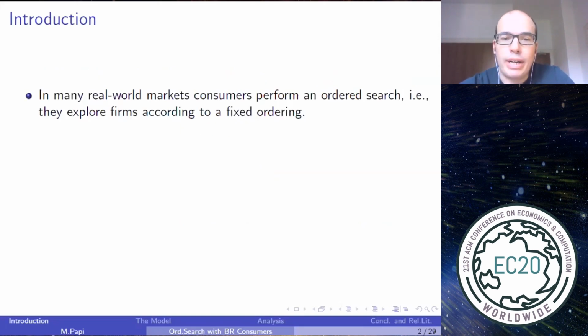In many real-world markets, consumers perform an order search. An order search is a phenomenon whereby consumers explore firms according to a fixed ordering. Think, for example, of a consumer who uses the internet to purchase a product they are interested in. Typically, a web search engine lists the products from the top to the bottom of a web page, and the consumer will explore them accordingly.